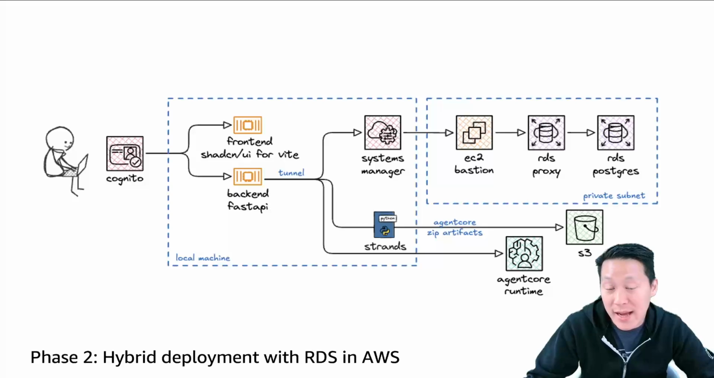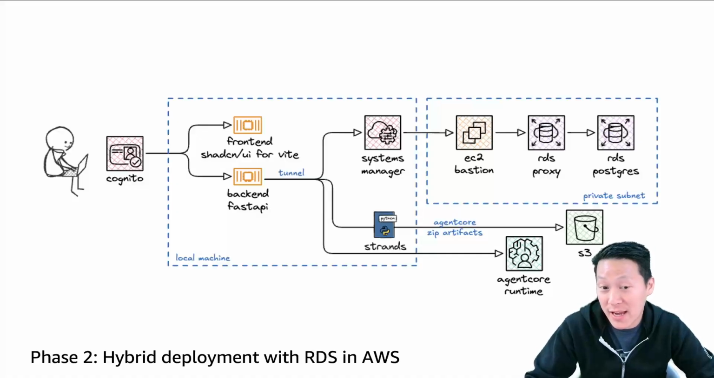Next, in phase two, I can shift the database backend into AWS, deploying into RDS Postgres, and using RDS Proxy for connection pooling. Note that the RDS resources are hosted in a private subnet, or a set of private subnets, in a VPC. So in order to access them, I have to use an EC2 Bastion host coupled with Systems Manager, and this will allow me to tunnel from my laptop to that RDS database in that private subnet.